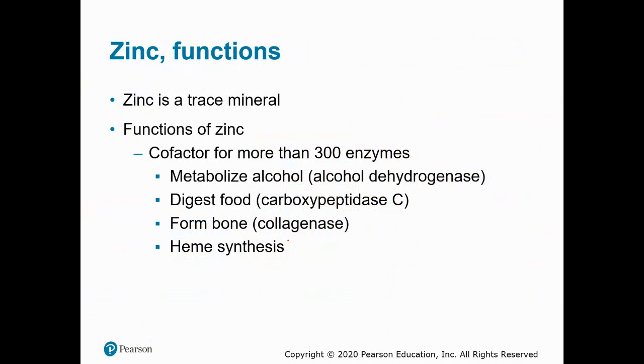Okay, so that's just mineral number 1. Now we'll talk about zinc, which is the second mineral for this chapter. Zinc is also a trace mineral, and zinc has a lot of jobs, kind of like magnesium. So kind of like magnesium, zinc is a cofactor for more than 300 enzymes throughout the body. And here's an example of several of those. So zinc supports alcohol metabolization.